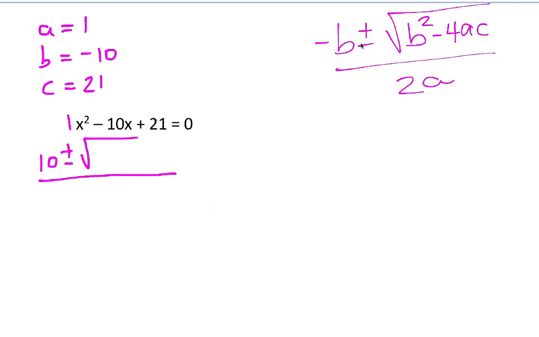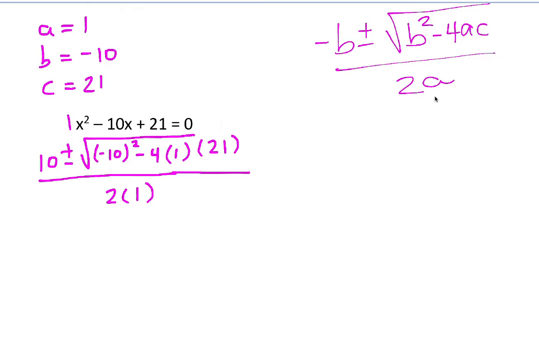and the square root of, okay, now it tells me to take my b value and square it. So my b value is a negative 10. What I always like to do is put everything in parentheses. So in parentheses, I'm going to put negative 10 and square it. Minus 4 times the a value. My a value is a 1. Times the c value, which is a 21. And on the bottom of it, I want 2 times the a value. So 2 times 1.